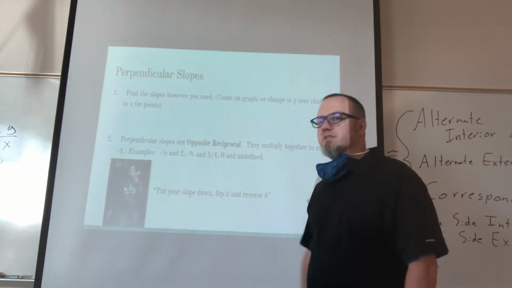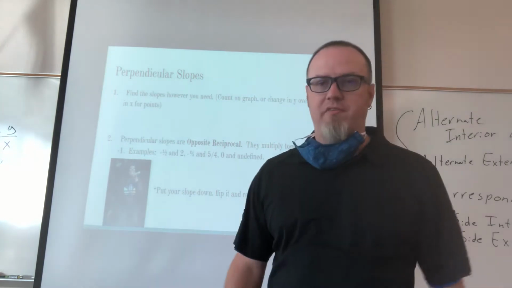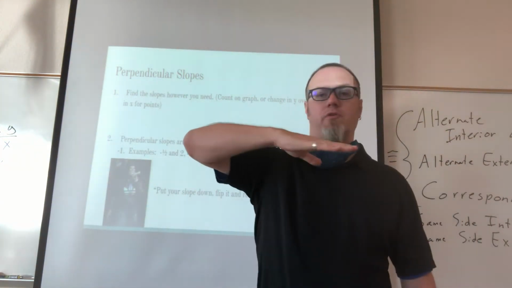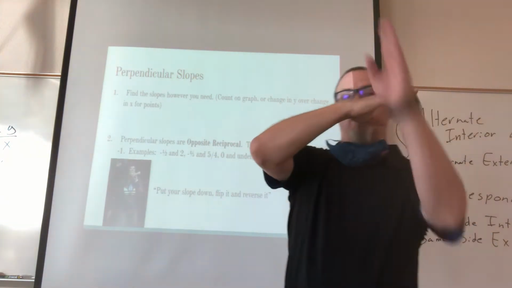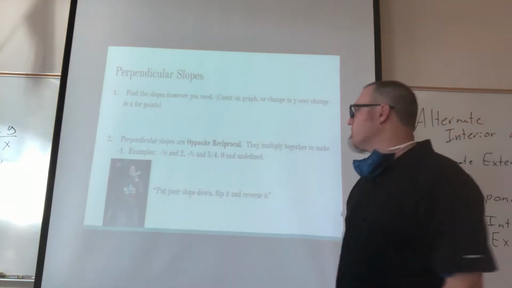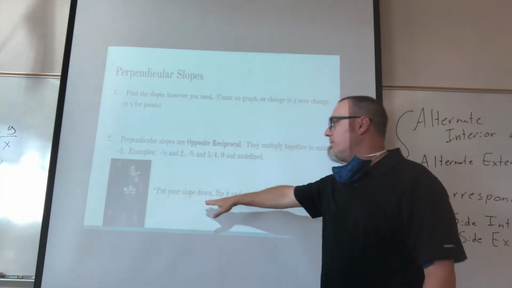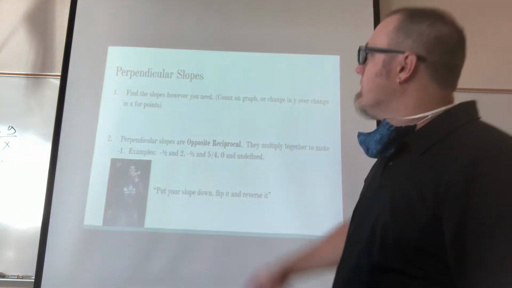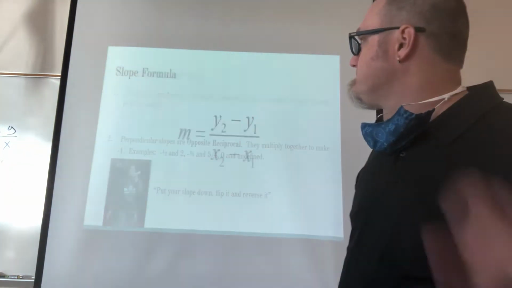And then I also listed a pair, 0 and undefined. If you have a slope of 0, remember that's flat, that's a horizontal line. If you have an undefined slope, that one is straight up and down. So those will obviously form a 90-degree angle. Don't forget, put your slope down, flip it, and reverse it. That's gonna be a real easy way for you to remember to do perpendicular slopes.